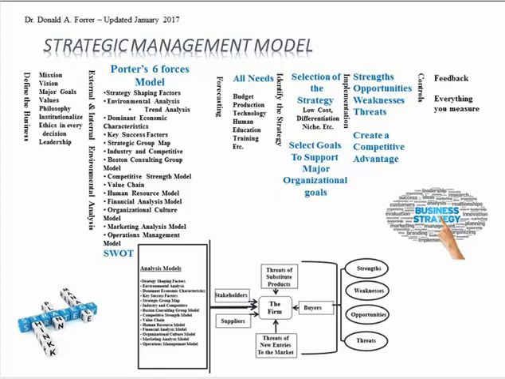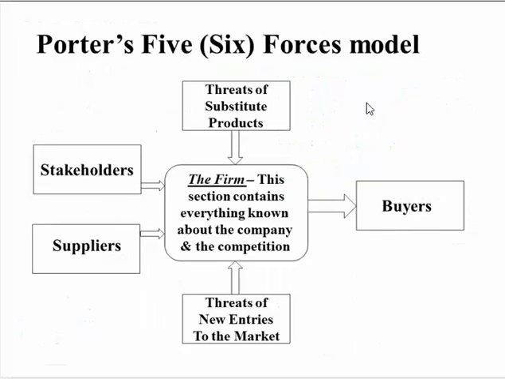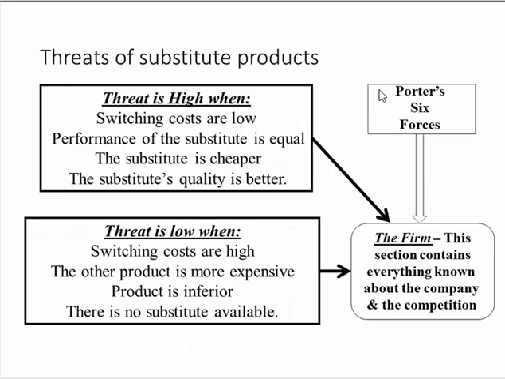So this is a model, and briefly I want to take you through this. This is Porter's 5 forces or 6 forces. If you look at it, you've got threats to substitute products, you've got stakeholders, suppliers, threats and new entrants in the market, and buyers. And then in the middle is everything about the company and the competition. And to illustrate that, the threat of substitute products is high when switching costs are low and performance of the substitute is equal, and the threat is low when switching costs are high.